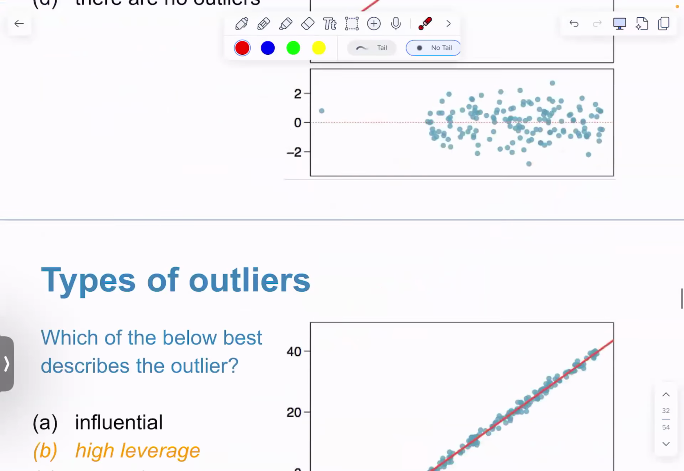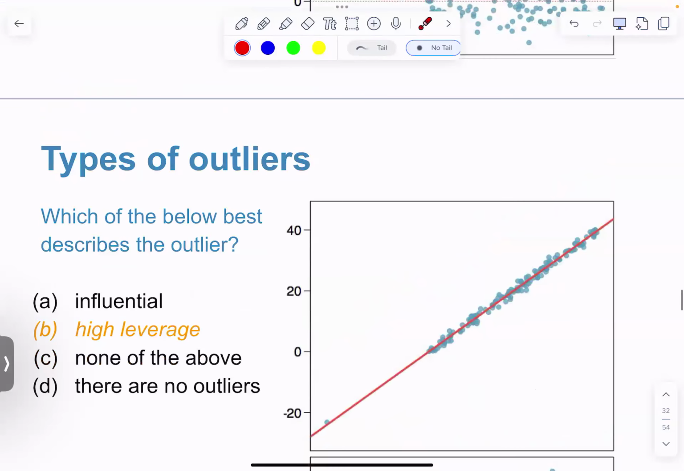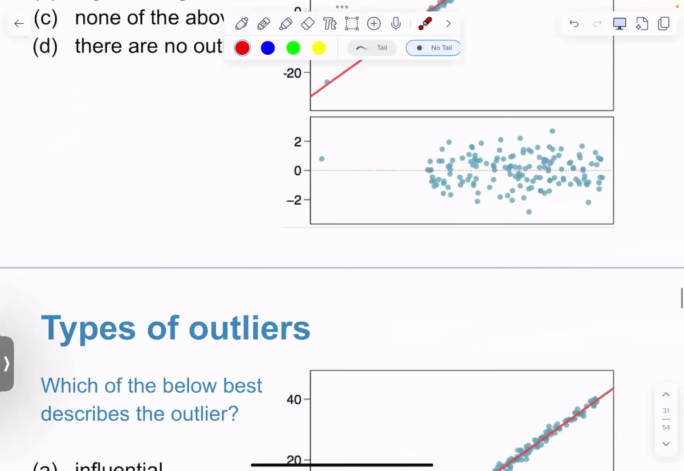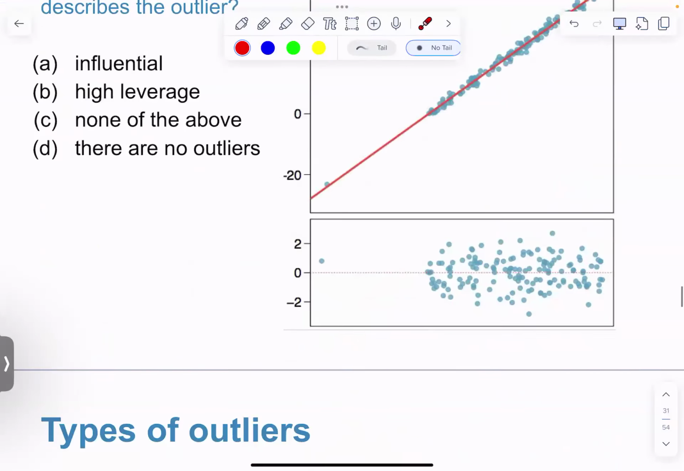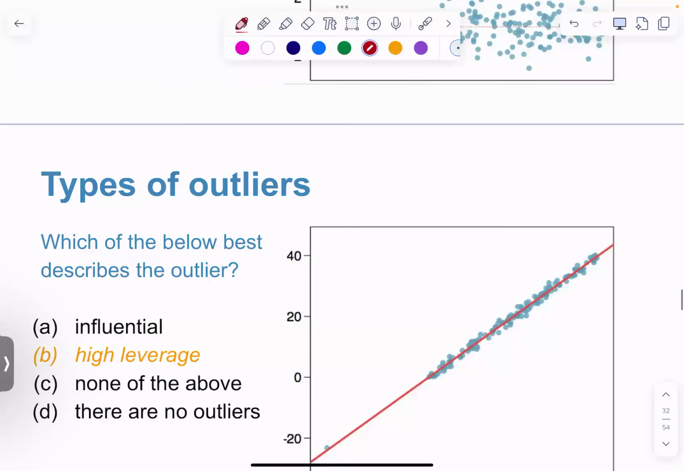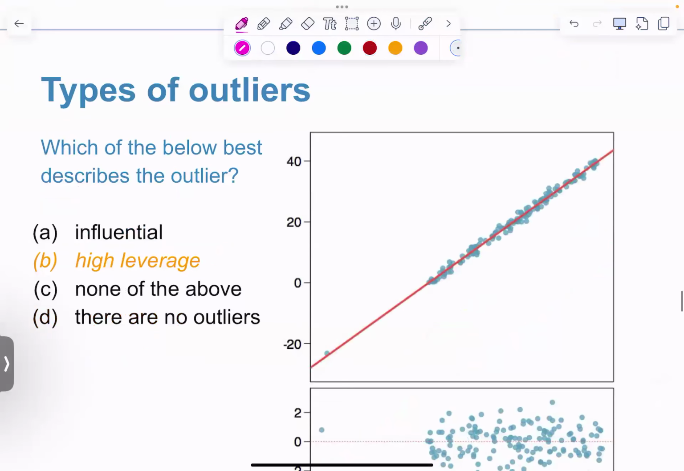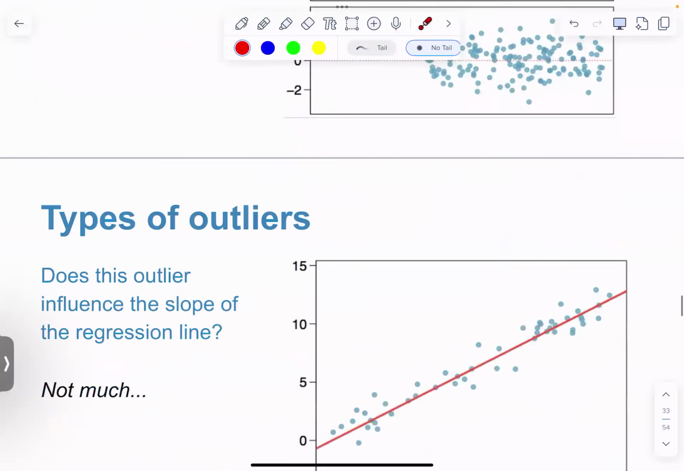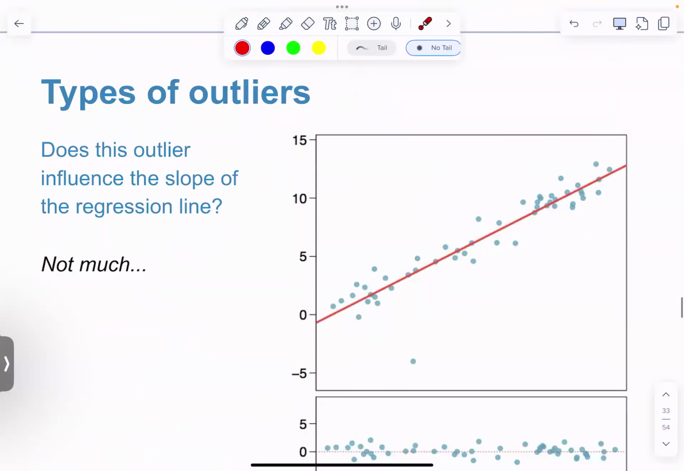High leverage, I guess. Well, that's because it's out this way. Like I said, it's not something that I'll quiz you on, or final exam you on, I should say.